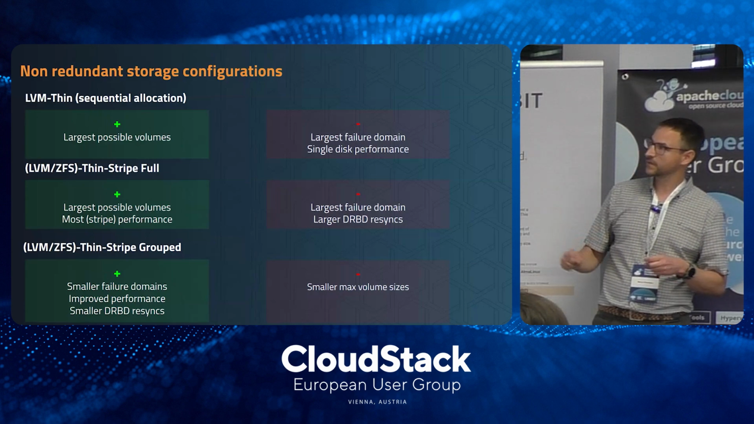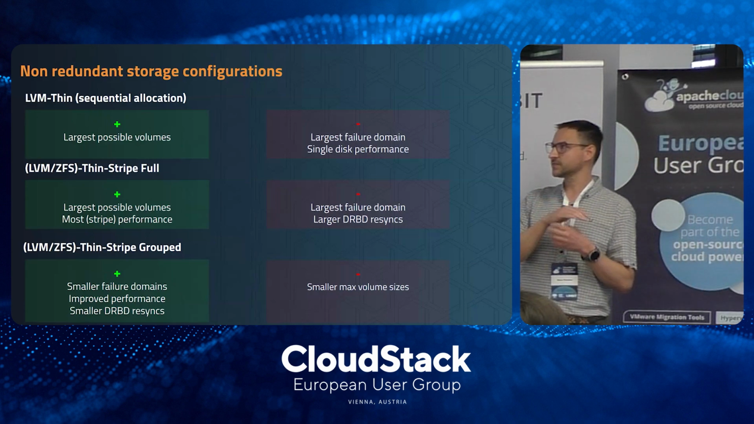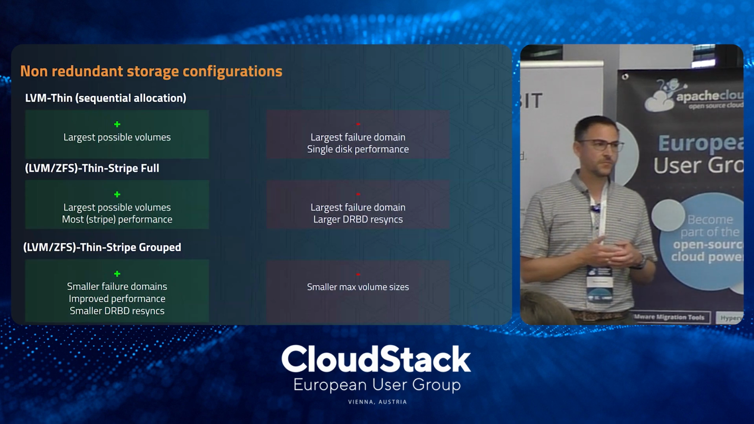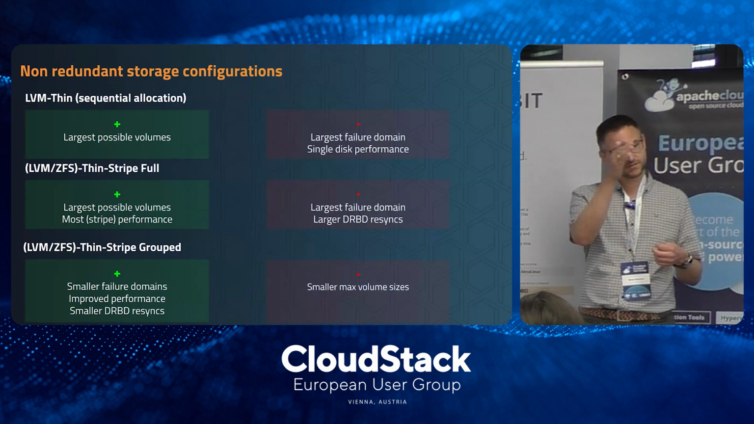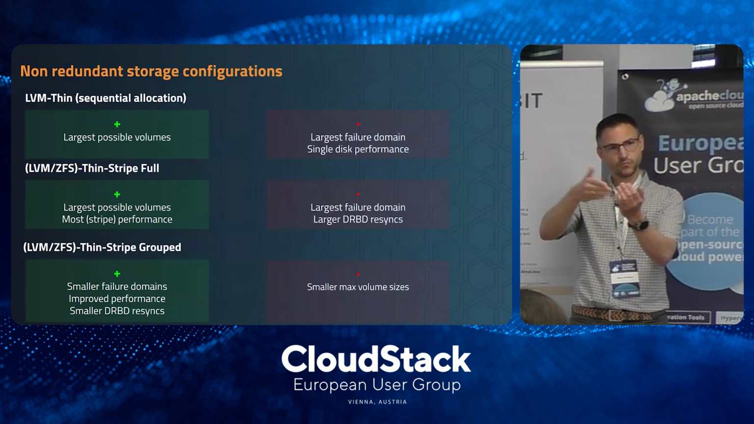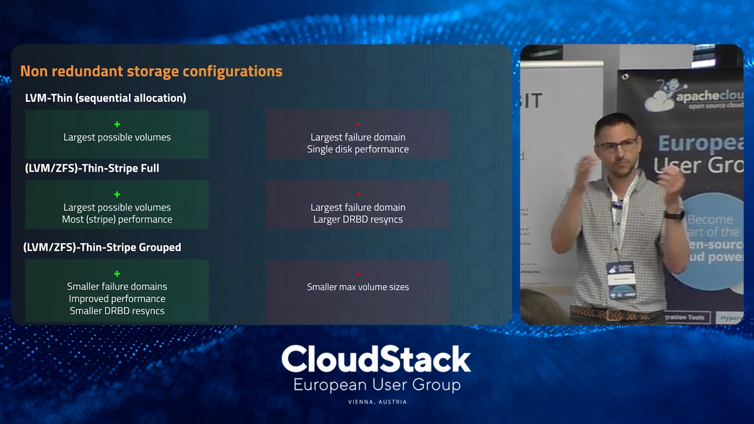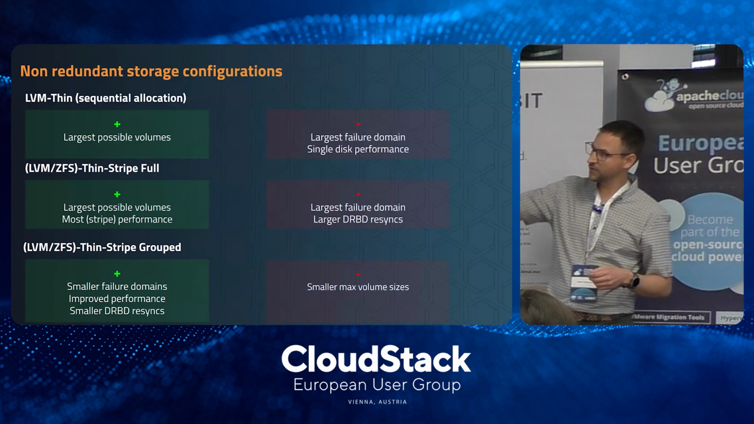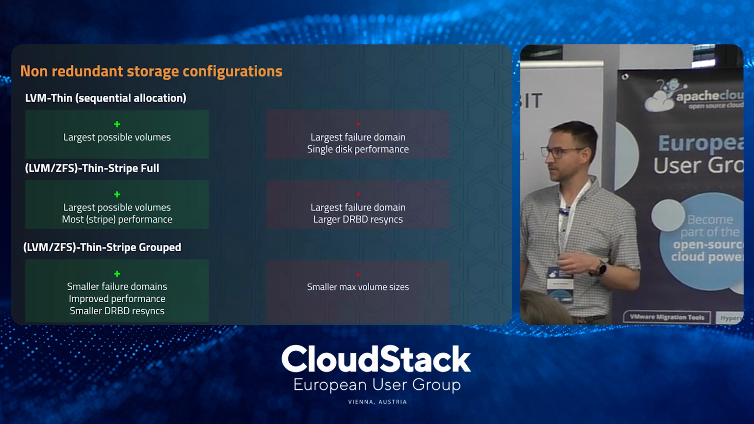And also the bad thing is, with the sequential allocation from LVM-Thin, you get only single drive performance because LVM will just fill the first drive and then go to the next and fill that one and then the next. So there is no parallelization of writes. So that's why there is thin striping.